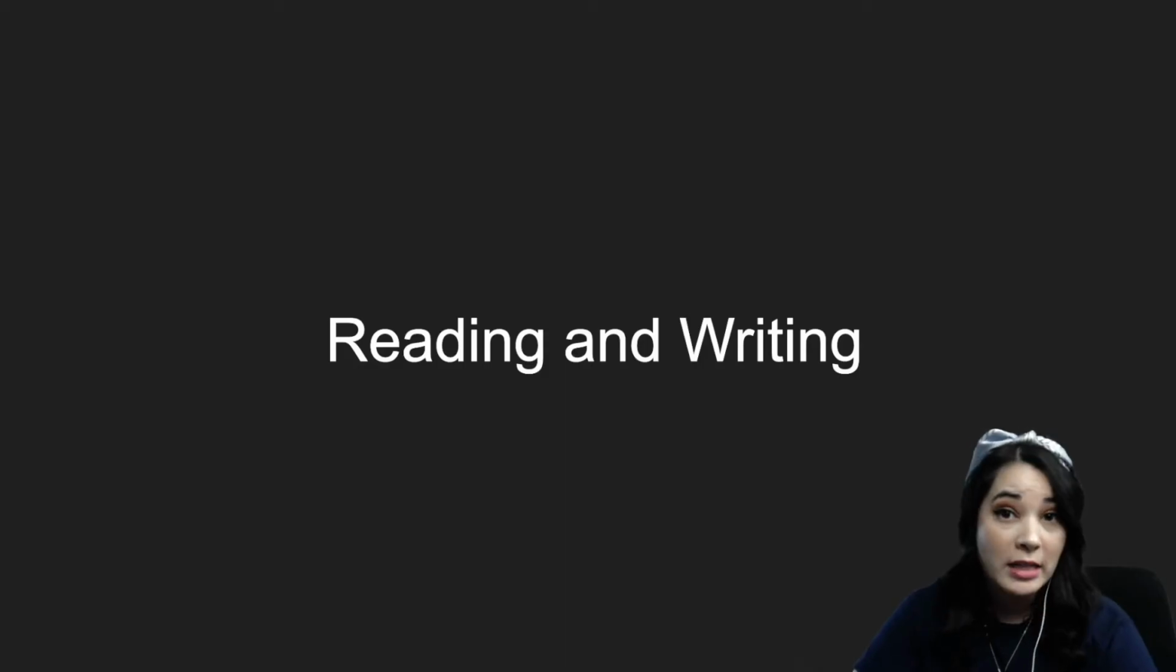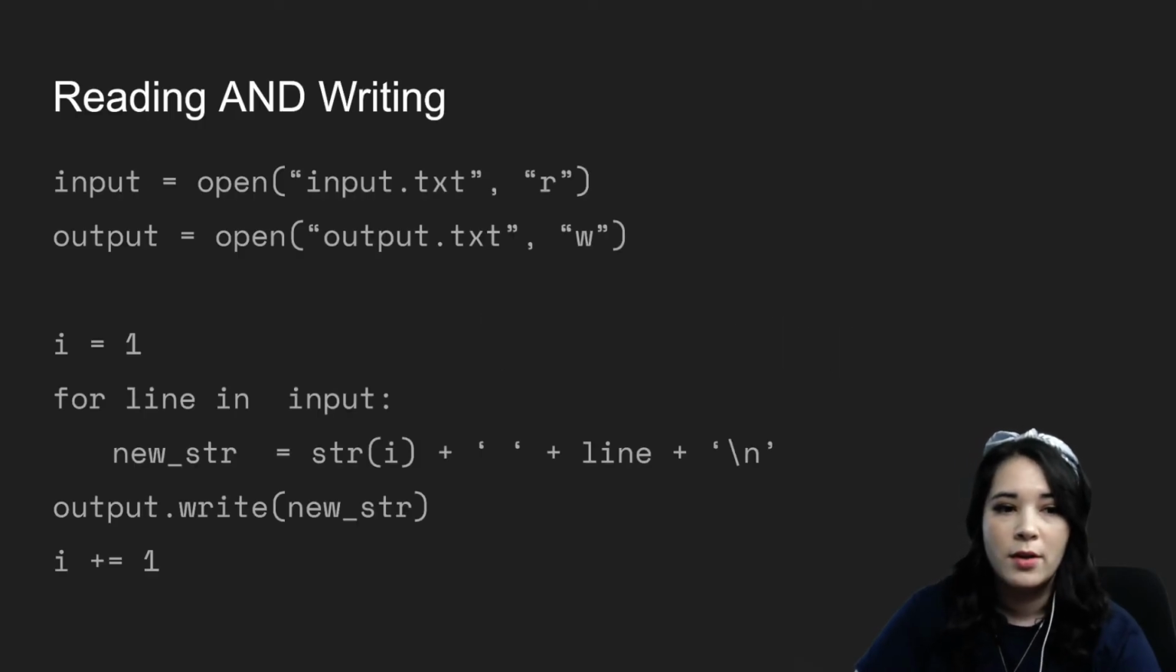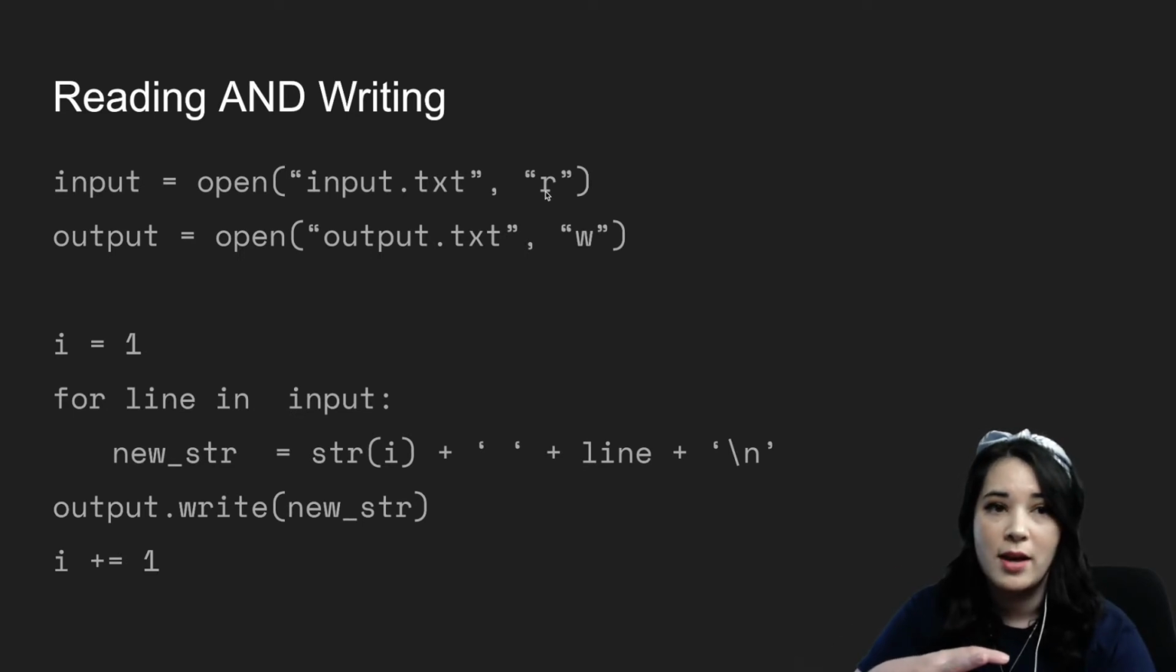So we've read files, we've written to files, and actually we can do both at the same time. For instance, in this code here, we've opened a connection to input and opened that in read mode. So we're going to be reading in information from the file input.txt. And we're going to be writing to, because we opened a file connection in write mode, output.txt.